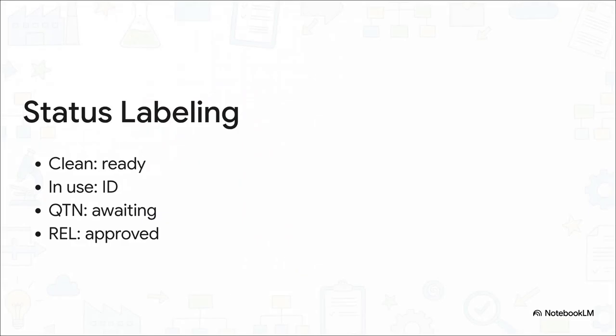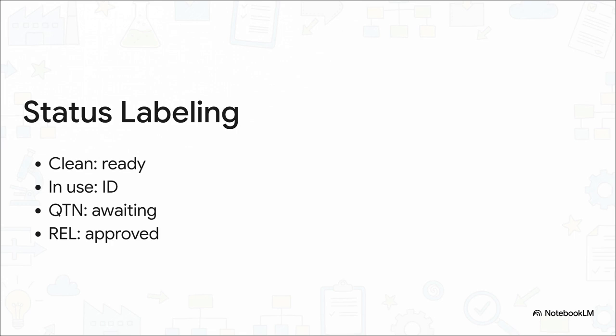Same goes for status labeling. Every single item on your floor has to have an unambiguous status label. And I mean using clear words, not just colors. A green tag might mean clean to one operator, but released to somebody else. And that ambiguity is completely unacceptable. You need to use specific words: clean, in use with the specific batch ID, quarantine, or released. The physical reality on the floor has to perfectly match your maintenance and cleaning records.